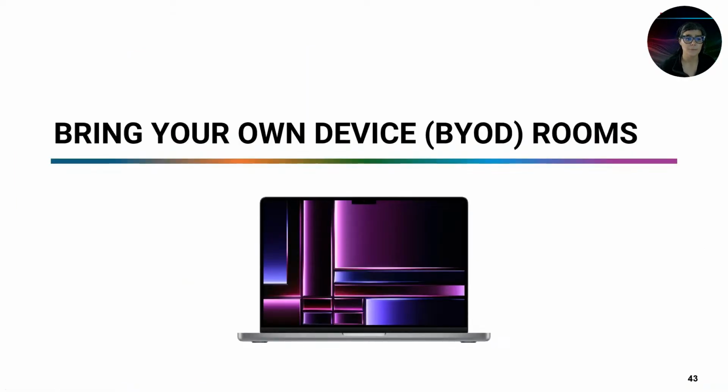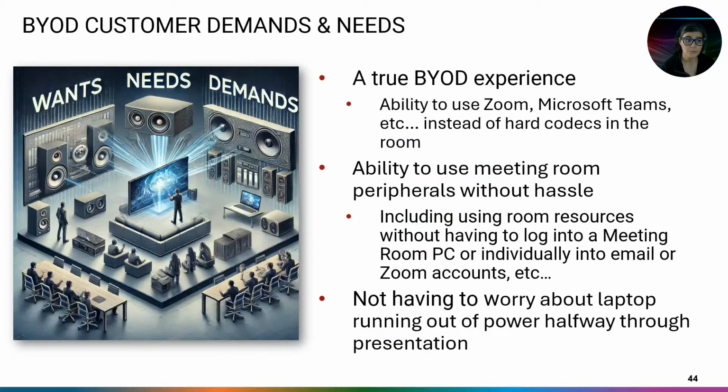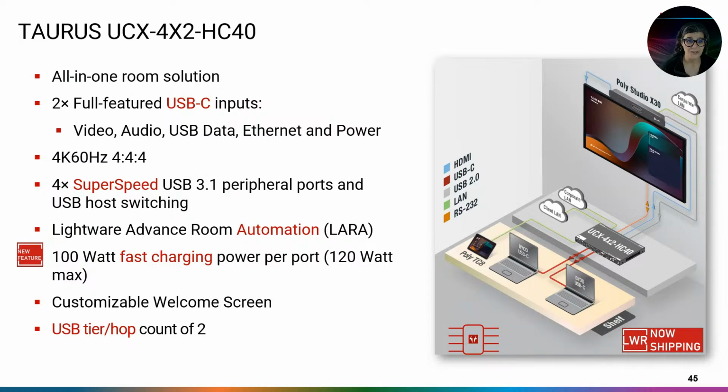The first one is your simple BYOD rooms, your bring your own device rooms. And for a true BYOD experience, we need anybody to be able to walk in with their laptop or their MacBook, their Surface Pro, whatever it is that they have, and be able to plug in via USB-C and have access to all the peripherals in the room and all of the displays. And of course, not have to worry about their laptop running out of power halfway through the presentation. And the model for that is going to be the OG, the Taurus UCX 4x2 HC40.